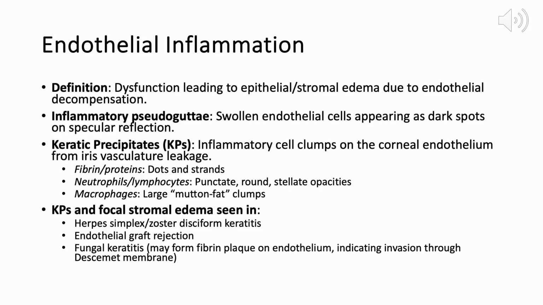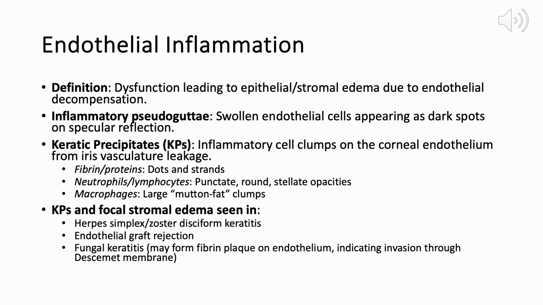These appear as dark spots when viewed using specular reflection and should not be confused with true guttae seen in conditions like Fuchs dystrophy. We also look for KPs. These are clumps of inflammatory cells deposited on the corneal endothelium due to leakage from the iris vasculature. KPs can take several forms depending on the predominant cell type.